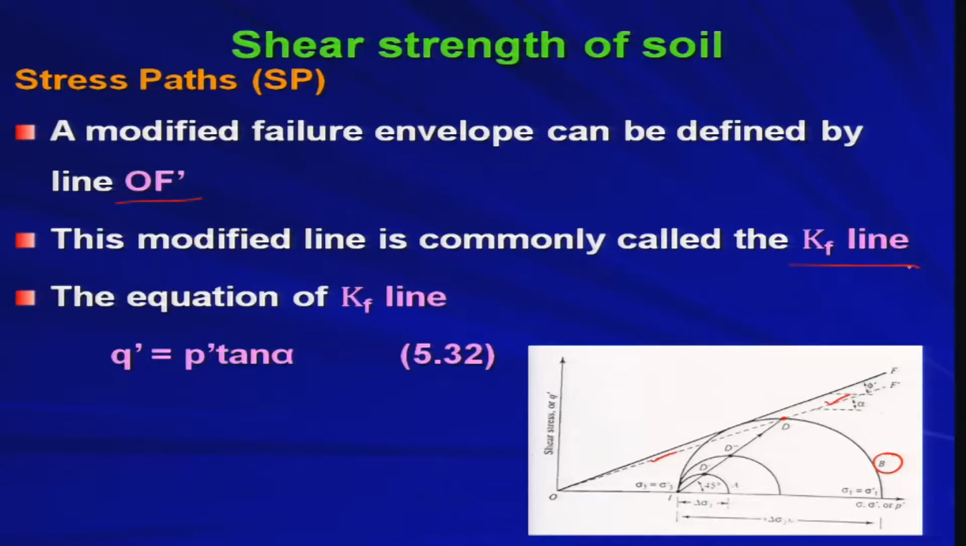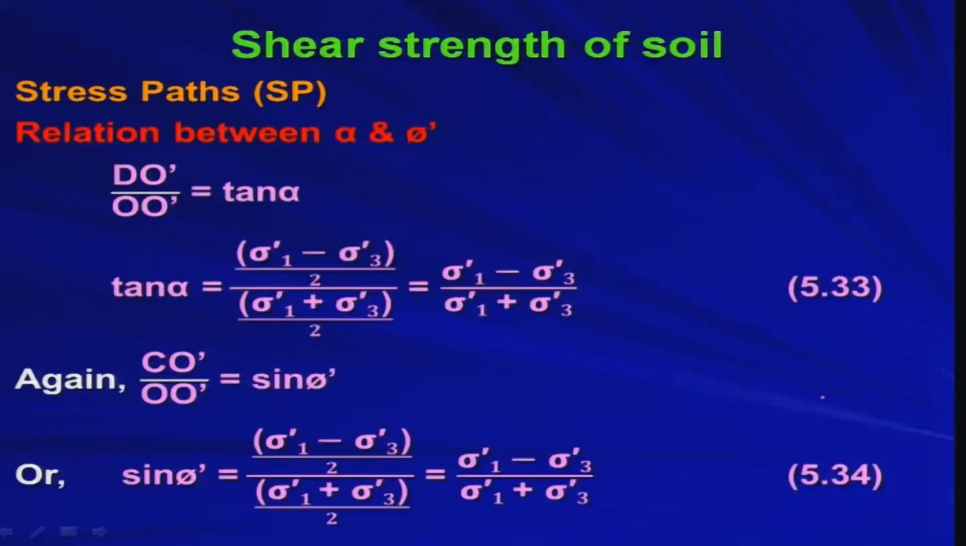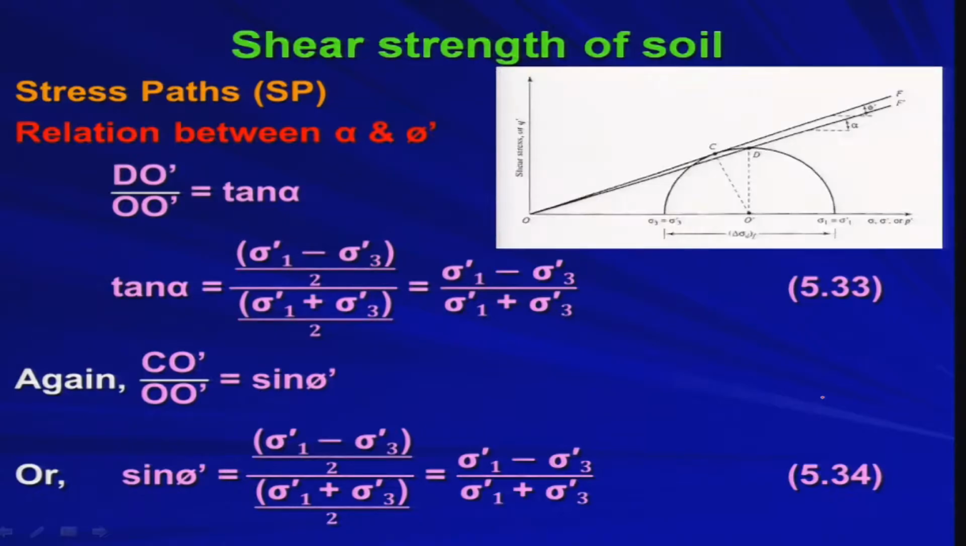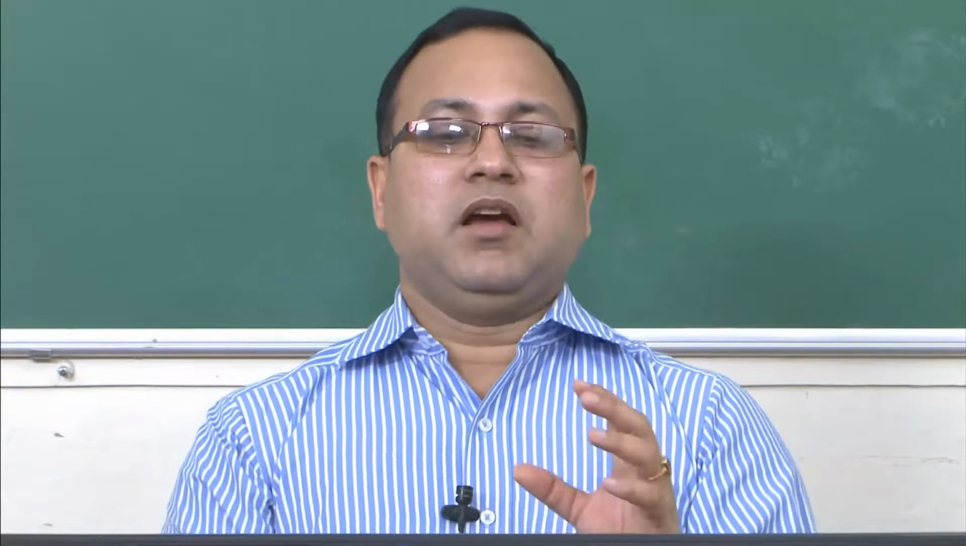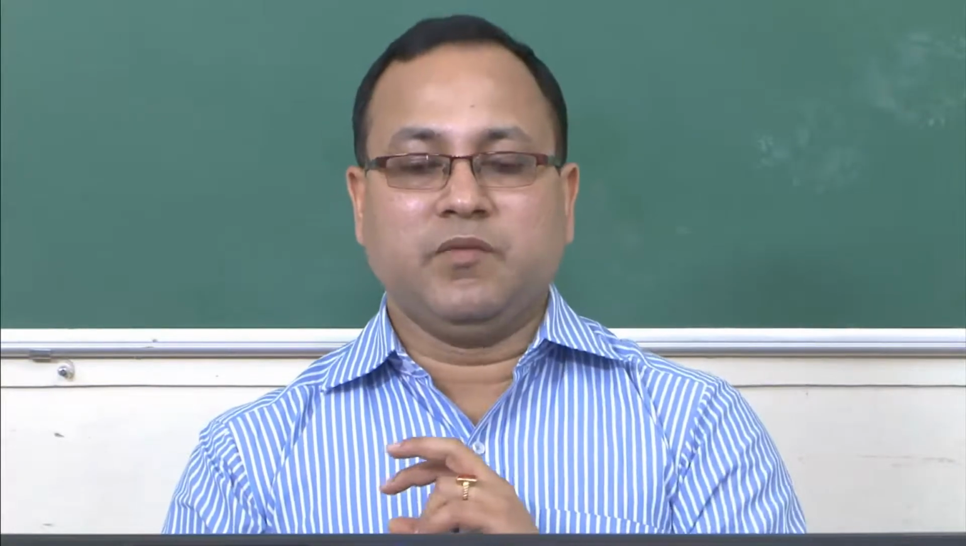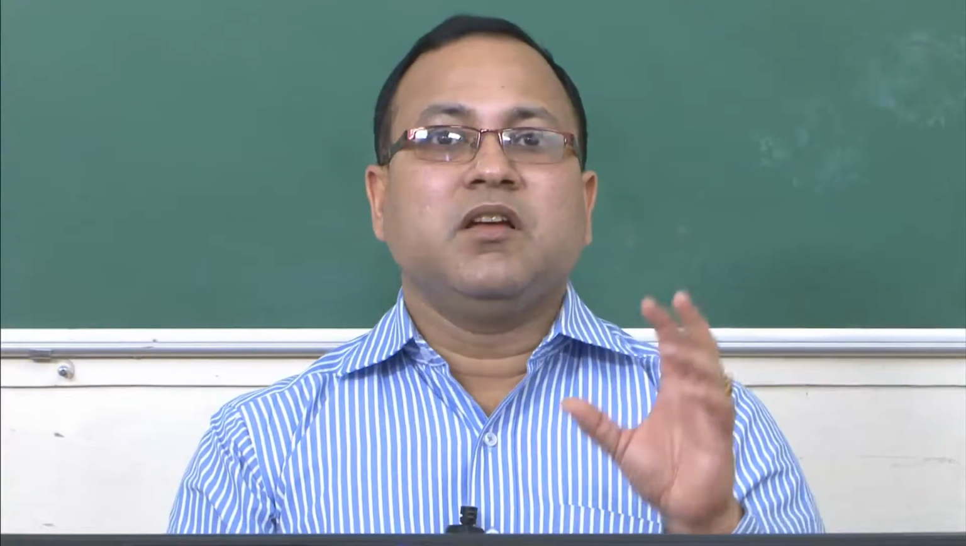Now, the equation of the KF line is Q prime is equal to P prime tan alpha, where alpha is the angle of inclination of OF prime with the horizontal, okay. Now, we are going to establish the relation between alpha and phi prime. Is there any relation or not, that we are looking for first. What is alpha? That is the angle of inclination of the modified failure envelope, and what is phi prime? That is the angle of inclination of the original failure envelope, right.